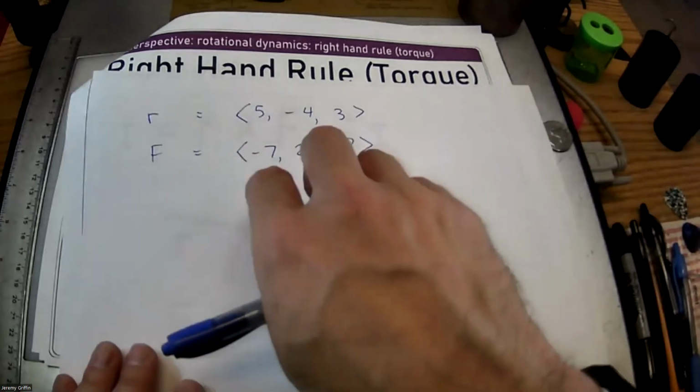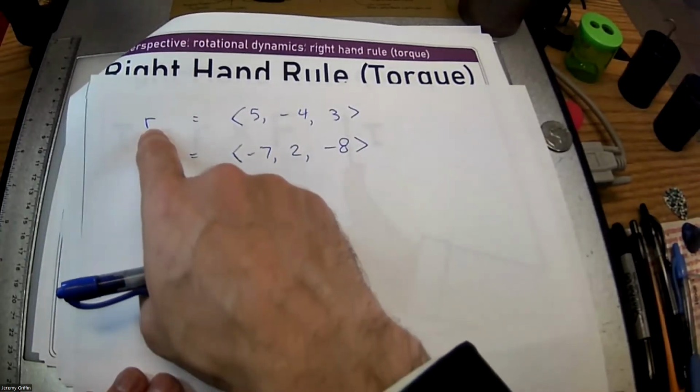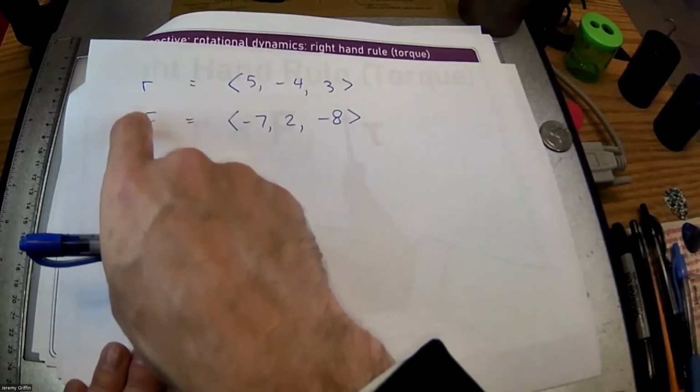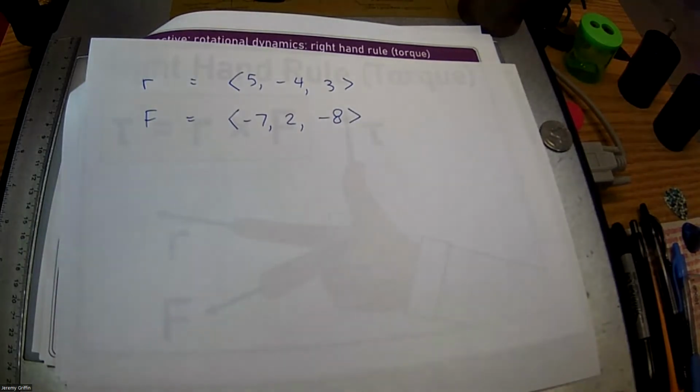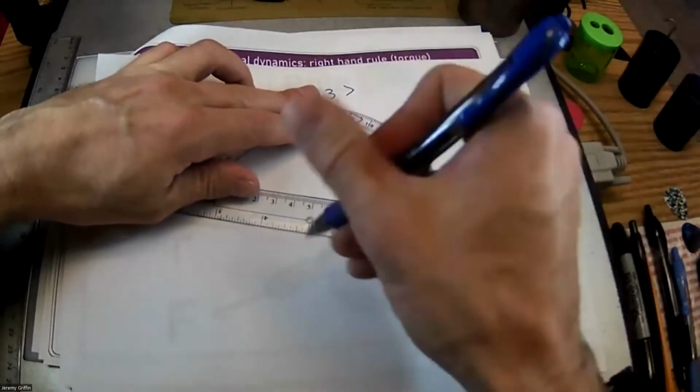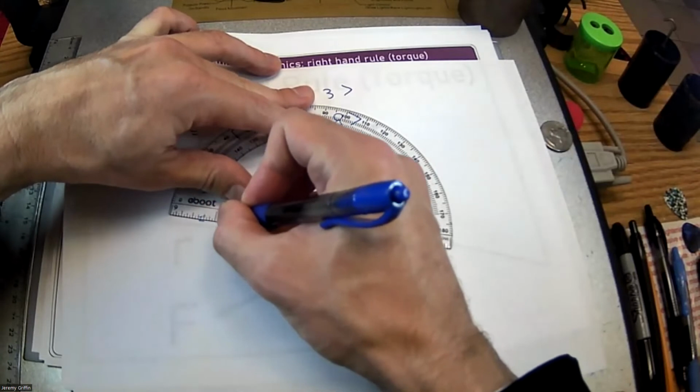Okay. So I just copied this down. Instead of A and B, I called it R and F because I'm going to cross those two. It's going to be R cross F. He's going to do A cross B on the video, but I'm going to do R cross F. That's the same idea. Okay. So I need some axes. We get an x-axis.